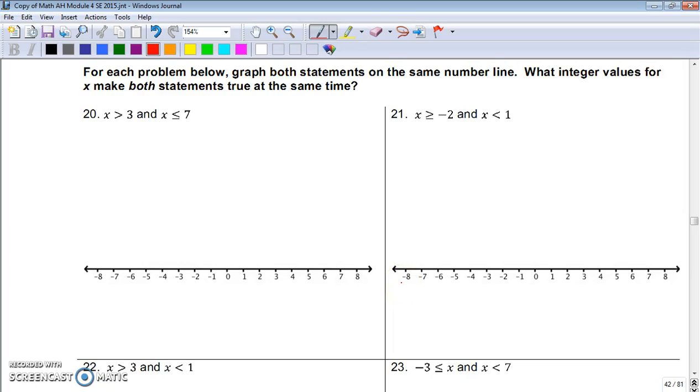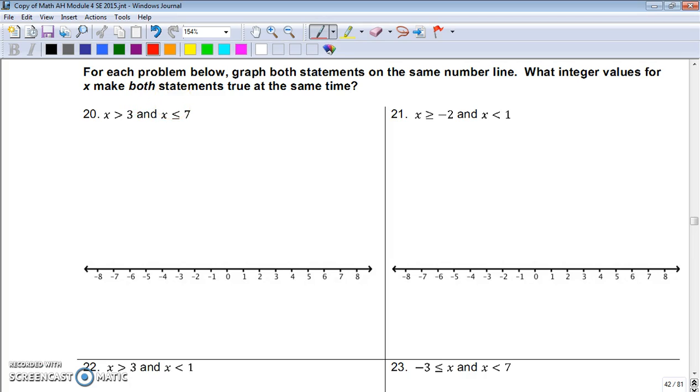This is the third video in the 4.2a lesson, Review of Inequalities. We're on the last page of the lesson. Please follow along as I go through a couple of these examples, and I'm going to let you try some of them. It says, for each problem below, graph both statements on the same number line. What integer values for x make both statements true at the same time?